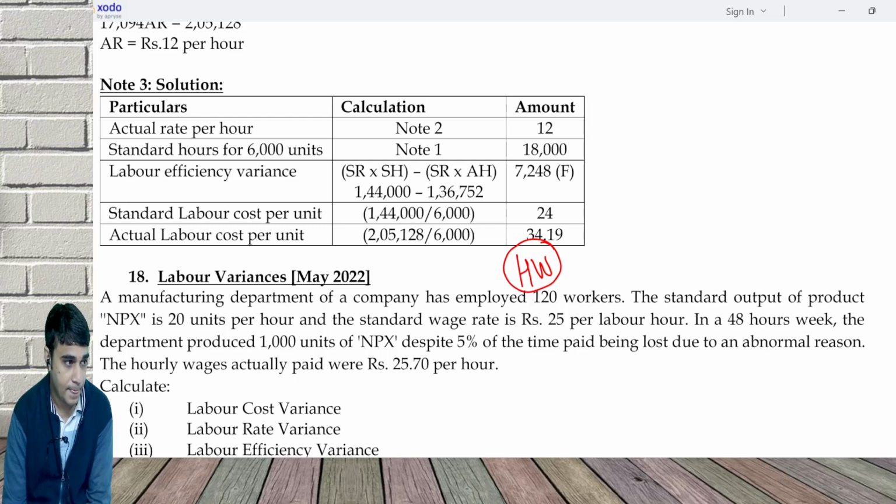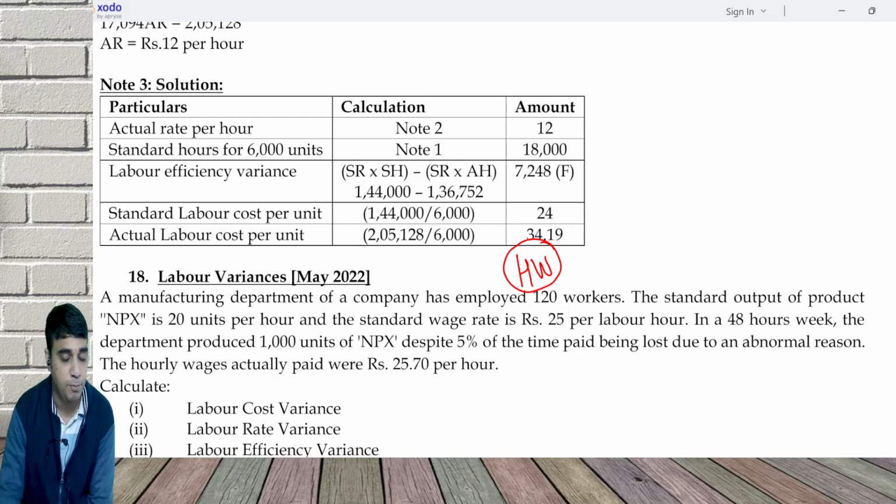Sorry? I'm hearing multiple voices, so can you repeat? 20 units equal to 120 hours, because it's 20 units per hour. Standard output of the product is 20 units per hour. In 1 hour 120 people will work. So 20 units equal to 120 hours.